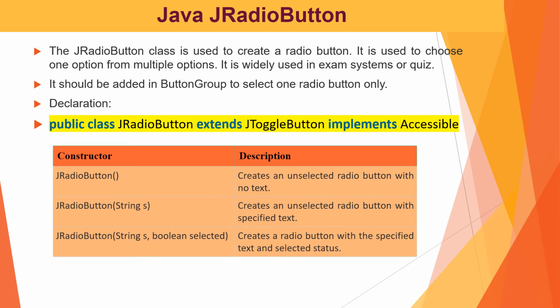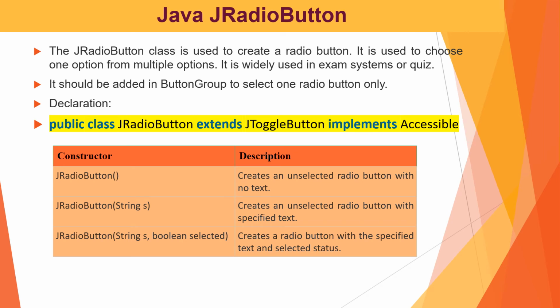Now the next constructor is JRadioButton, which has the parameter String s, and that gives the description. It creates an unselected radio button with the specified text. The next constructor is JRadioButton having the parameters String s and boolean selected. This creates a radio button with the specified text and selected status. So there may be two different statuses, not selected and selected, of our radio button.